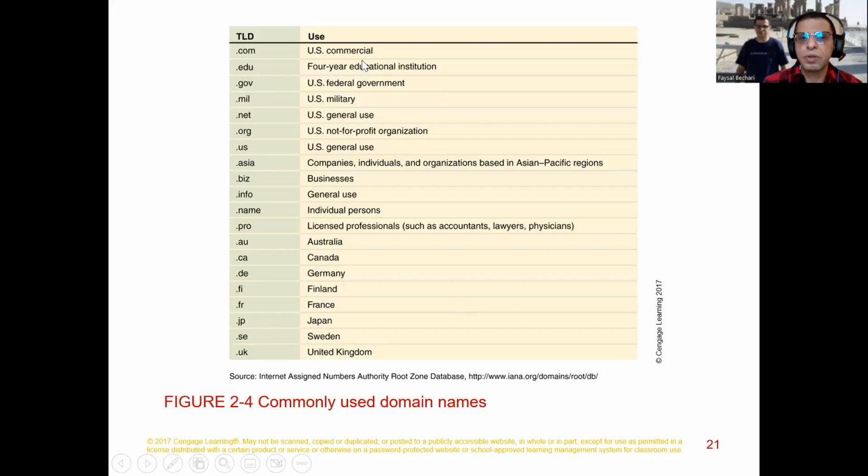.com is for commercial, US commercial, .edu is for education institutions, .gov is for government. Let's take a look at this for a moment to understand how the dot works there. Anyway, this is how it recognizes the domain name.